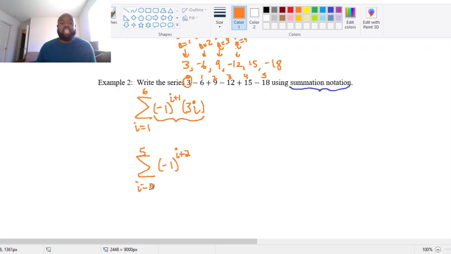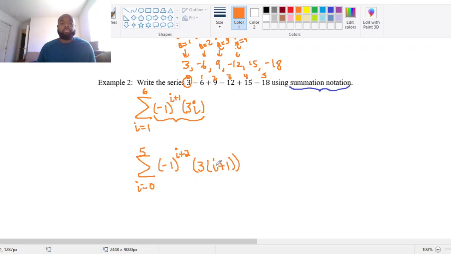So if I decrease this here, I'm going to add 1 to the exponent so that it is even. Not only do I have to adjust this part here, I have to adjust this part as well. Because when I plug in 0, 3 times 0 is not 3, which is my first term. I need it to be 3. So I'm going to have to increase this i to be an i plus 1. Because when I plug this in, I need this to be a 3 times 1 instead of a 3 times 0. And so if I reduce this by 1, I've got to increase everything in my general term by 1.